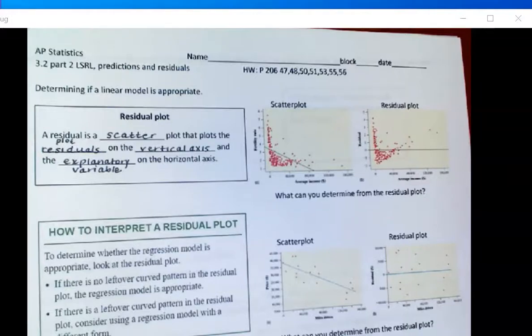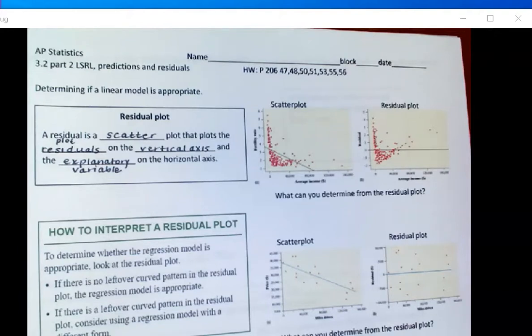This is section 3.2, part 2. Least squares regression. Last section, or part 1, we discussed the regression line. We discussed what a residual was. A residual is actually the actual minus the predicted, or what's left over.